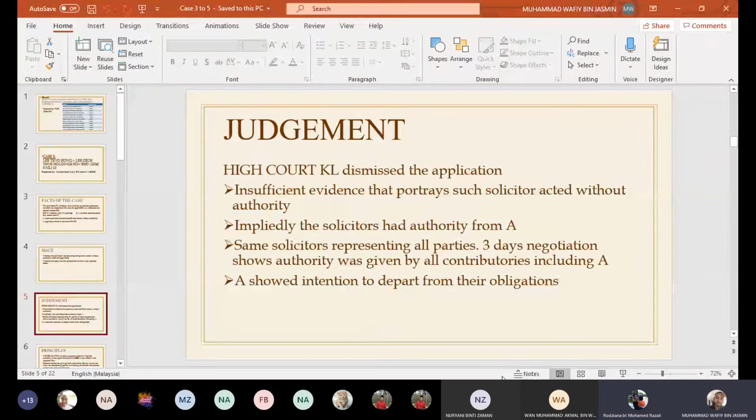Can you repeat the last sentence again? Pardon me, madam? The last point, can you repeat? Last point in these slides, or the last point that I just mentioned?